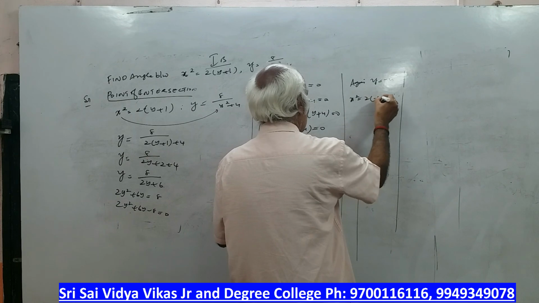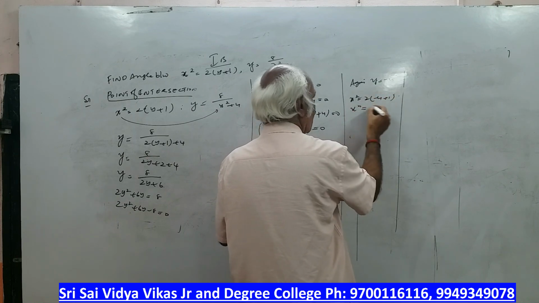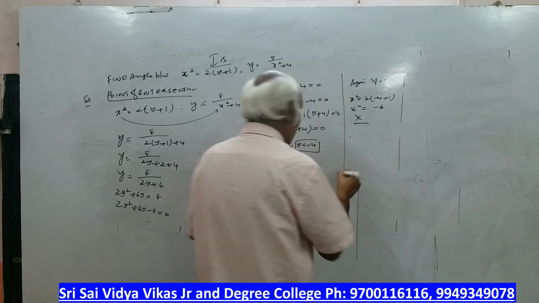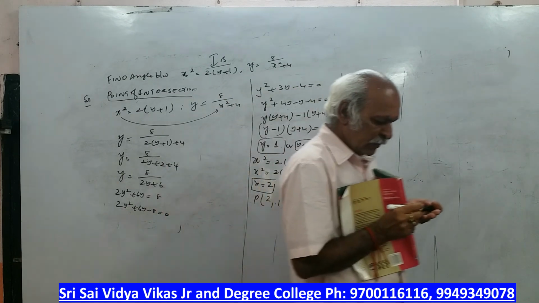x square is minus 4 plus 1. x square is equal to minus 6, which is not possible. So what is our point? Only the P point will come: 2 comma 1. Please note down.